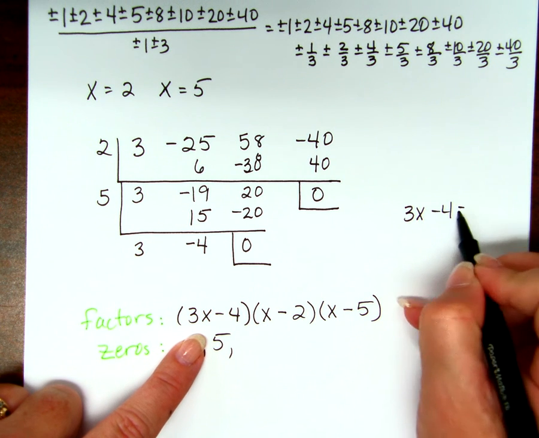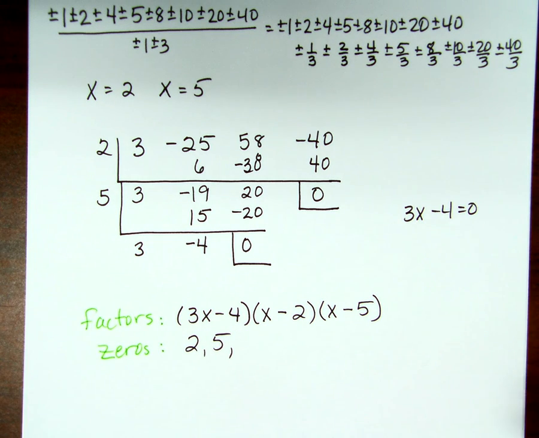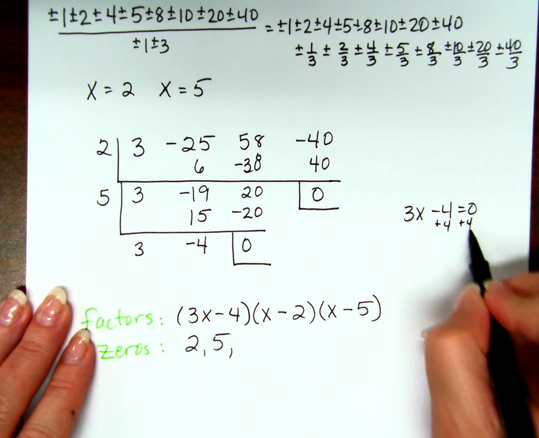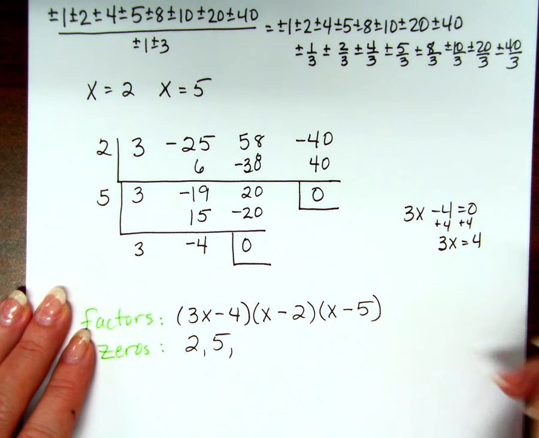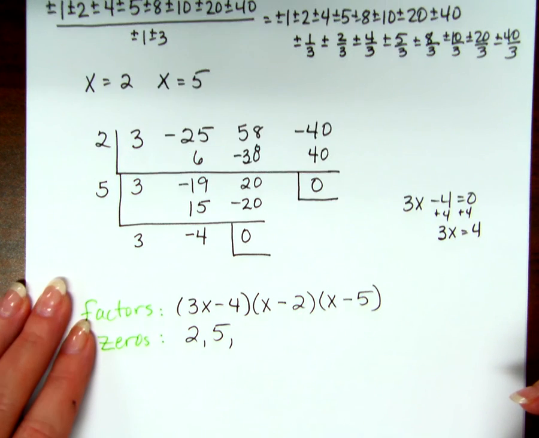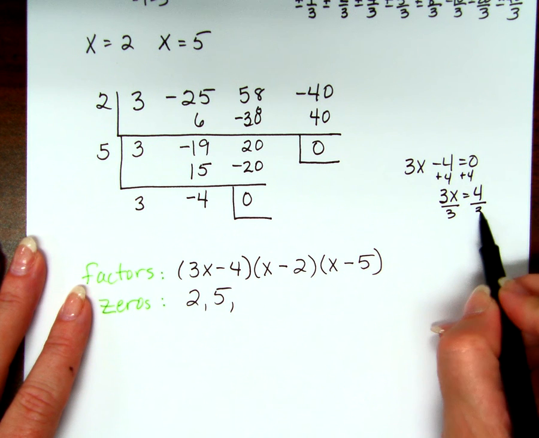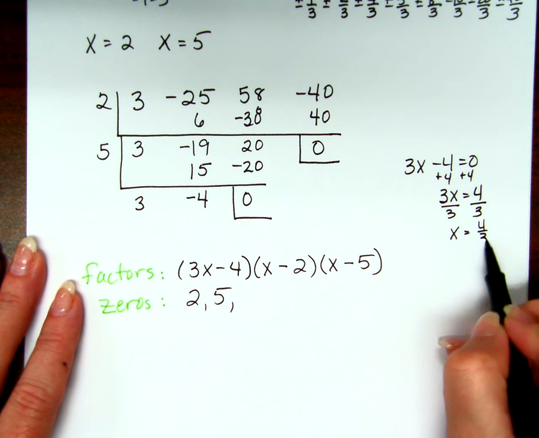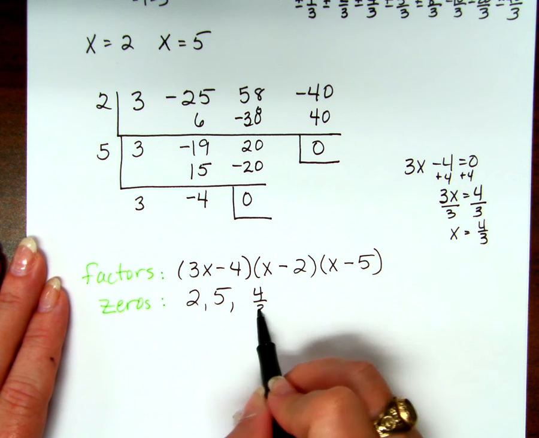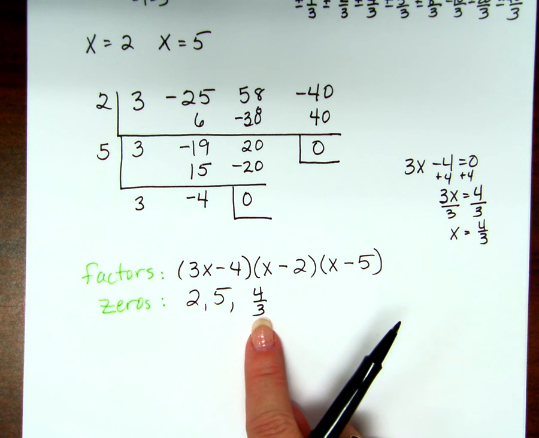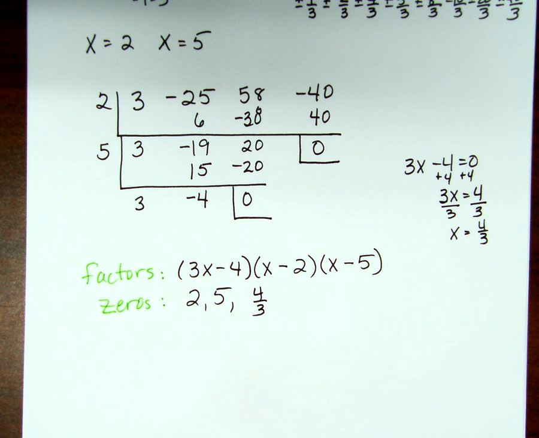3x minus 4 equals 0, right? Set it equal to 0 and solve. Good job. Add 4 on both sides. 3x equals 4. How do I solve it? Divide by 3. X equals? That's my third 0. Do you see why I couldn't see it on the table? Yeah, the table only counts in integers, right? Okay. Questions? Well, the way that it's set up right now, it only counts in integers.